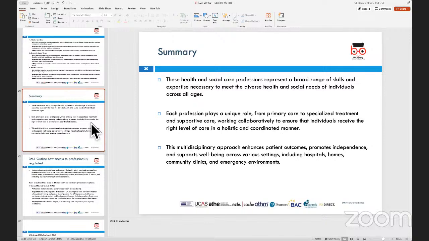and at the same time, where they work, and how they work, or what academic qualifications they would need to have to be able to work in that profession. Is that okay? Any questions on this so far?